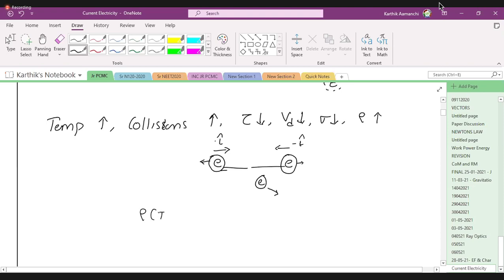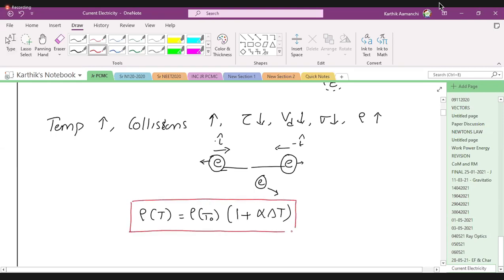So rho of T is equal to rho of T naught into 1 plus alpha delta T. Or you can write it as rho is equal to rho naught into 1 plus alpha delta T.